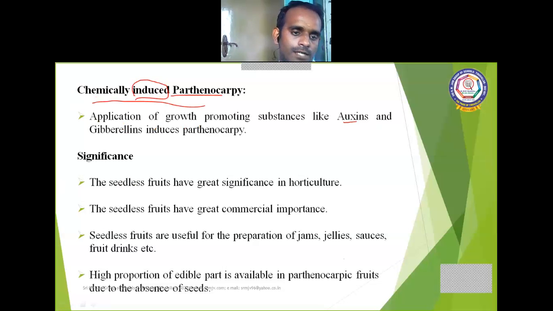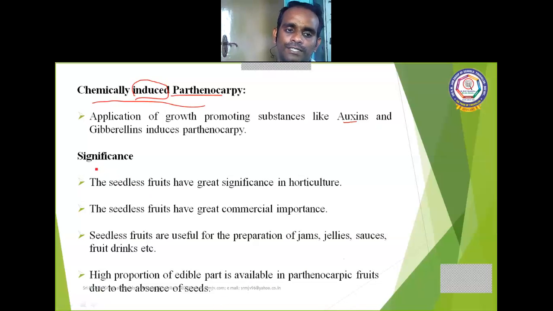Significance is nothing but importance. Seedless fruits have great significance in horticulture. Seedless fruits have great commercial importance. With the help of these seedless fruits, we can prepare jam, jellies, sauce, fruit drinks, etc. A high proportion of edible part is available. Why is a high proportion of edible part available? There is no seed at all. So a high proportion of edible part is available in parthenocarpic fruits due to the absence of seeds.